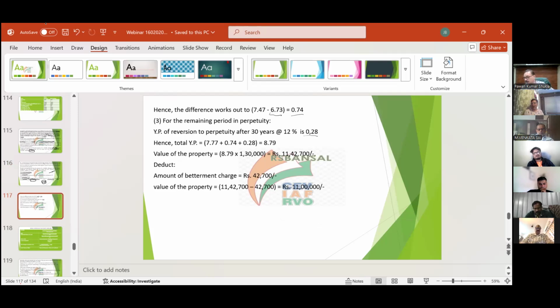So you add all the YPs instead of getting calculation separately. You add all these three YPs, and the value will come out to be 8.79. So net income is 1,30,000 multiplied by YP, which is 8.79. Your value is 11,42,700, and 42,700 are betterment charges. So the value of the property is 11 lakh. So if the YP value changes every year, here you have to apply YP reversion.